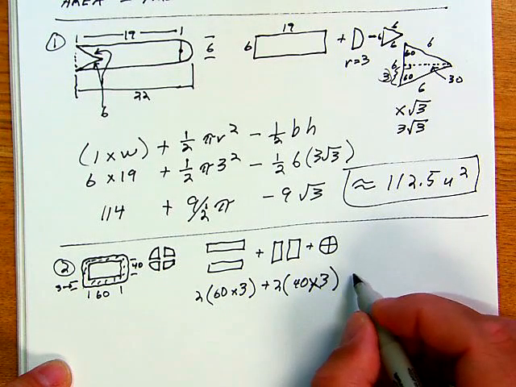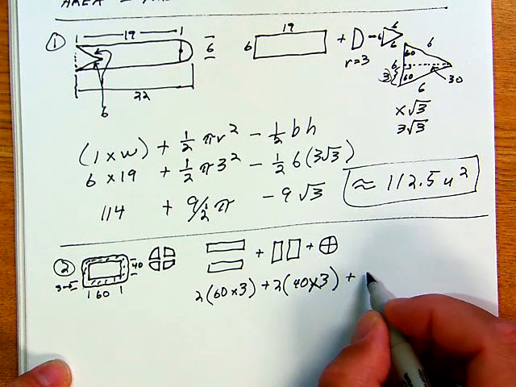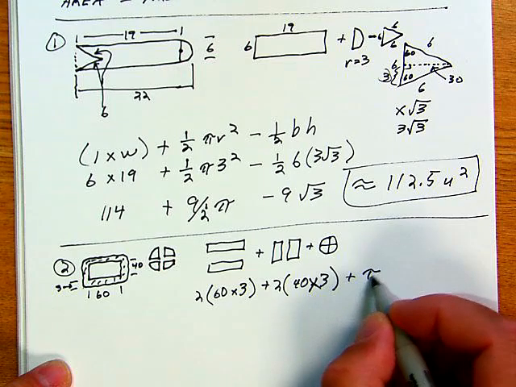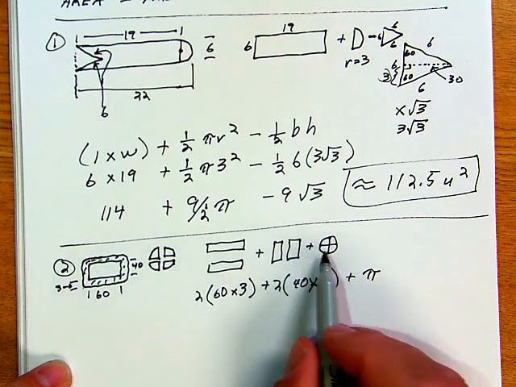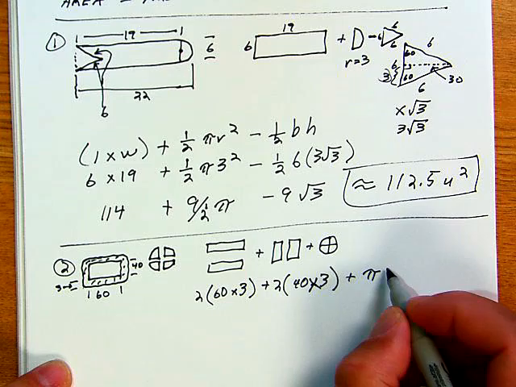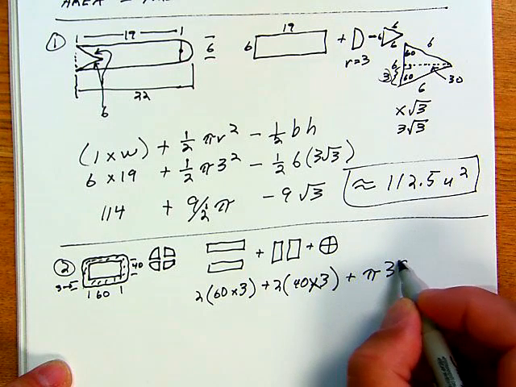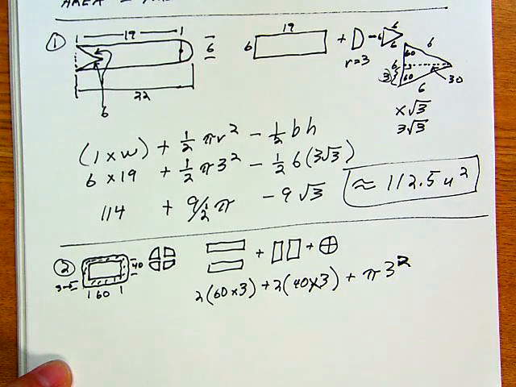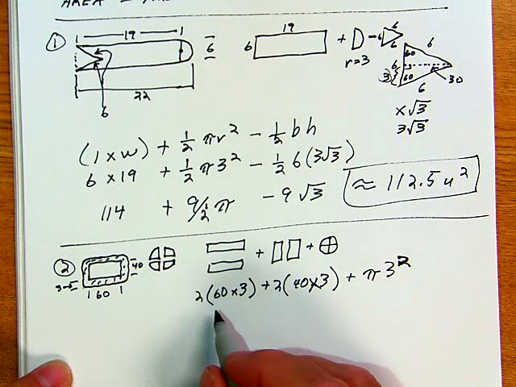And finally, we have the circle, which is pi r squared. We know that the radius of each one of those is 3 because the width of the whole board is 3. So 3 squared. All right, so now we get 60 times 2.